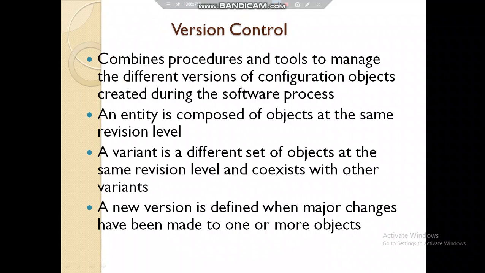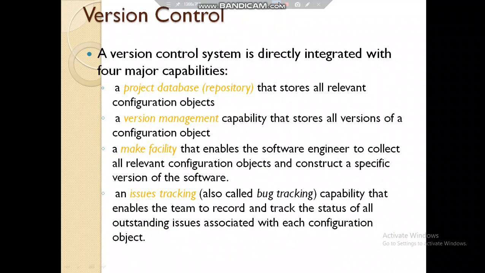Version control combines procedures and tools to manage different versions of configuration objects. A new version is defined when major changes have been made to one or more objects. There are four major capabilities in version control. The first one is the repository, that means the project database. It stores all the relevant configuration objects. The next one is version management. It stores all versions of that object.